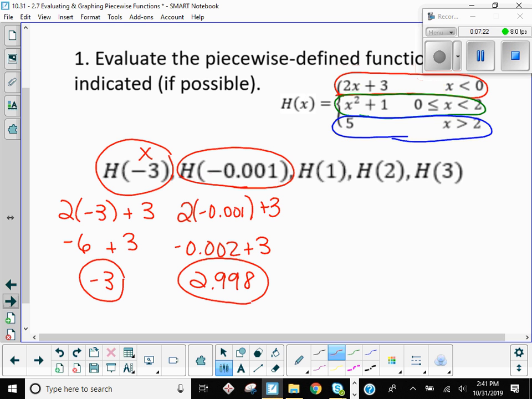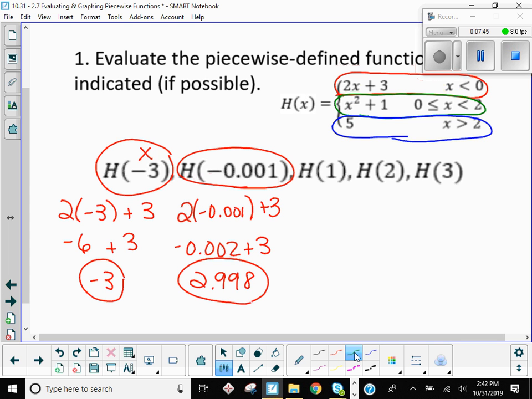H of 1. So now x is 1. Does that belong to the red, the green, or the blue domain restrictions? Green, it belongs to the green because 1 is between 0 and 2.